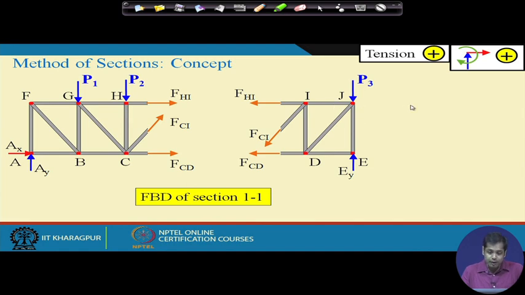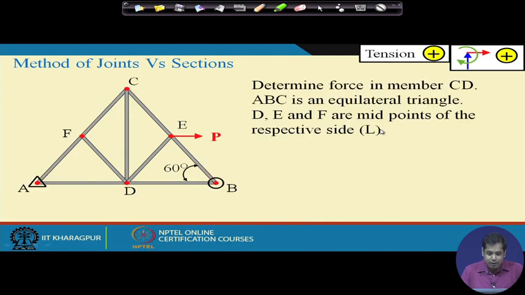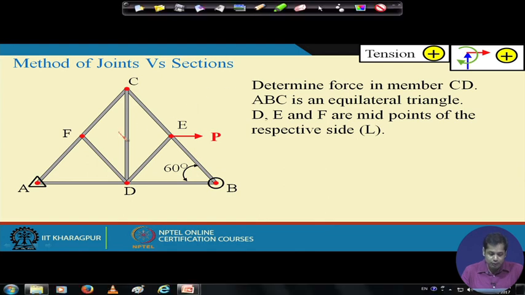Okay. What we will do today is, we will demonstrate this method. This method is called method of section, and we will demonstrate this method through some examples. Now, let us start with this example. This was the example we took in the last class. We need to determine the forces in this member CD. We need to find out the member force in this member. Okay.